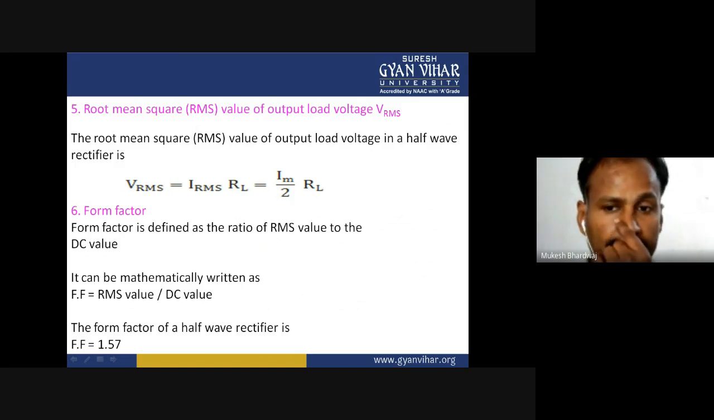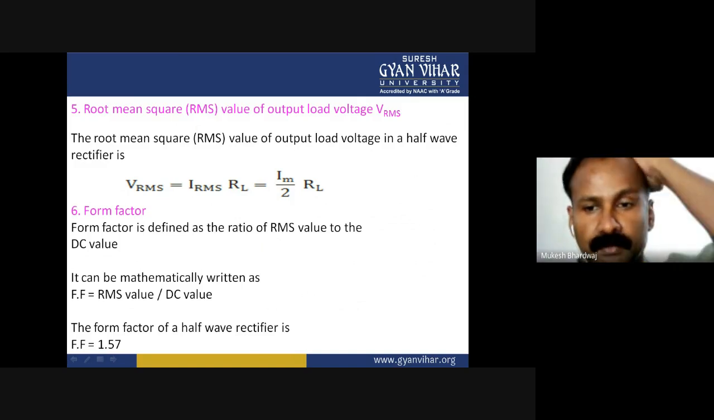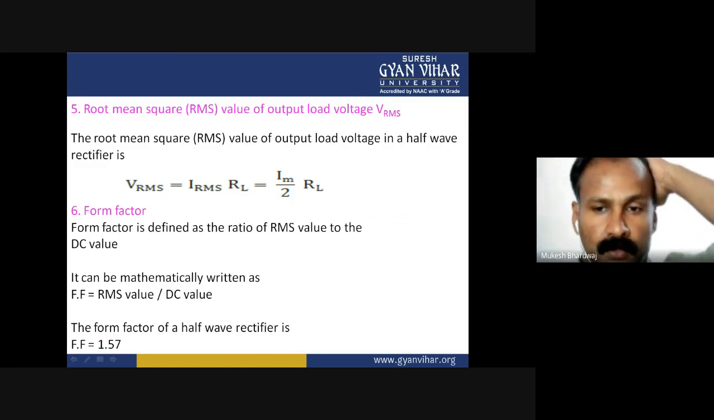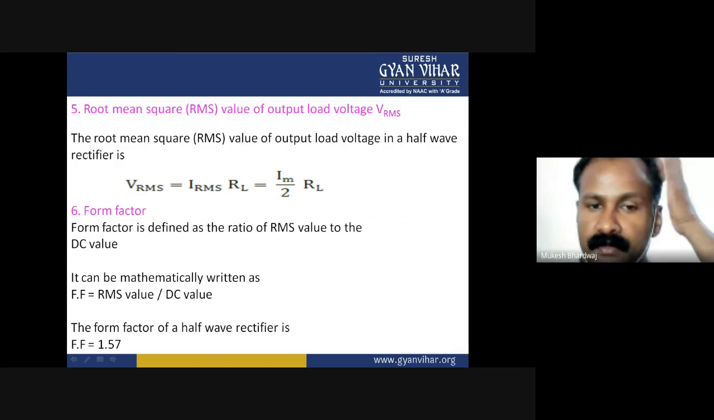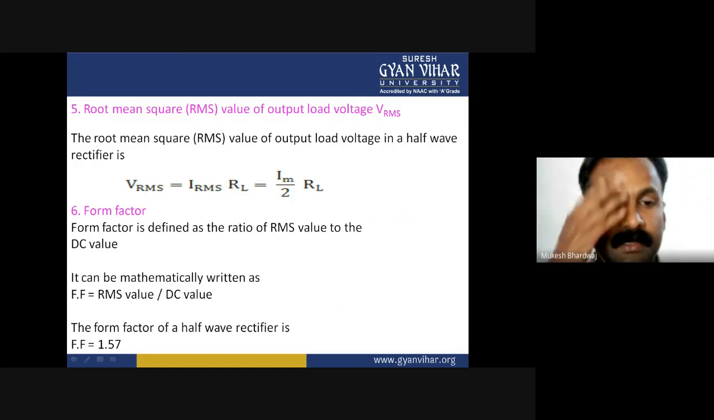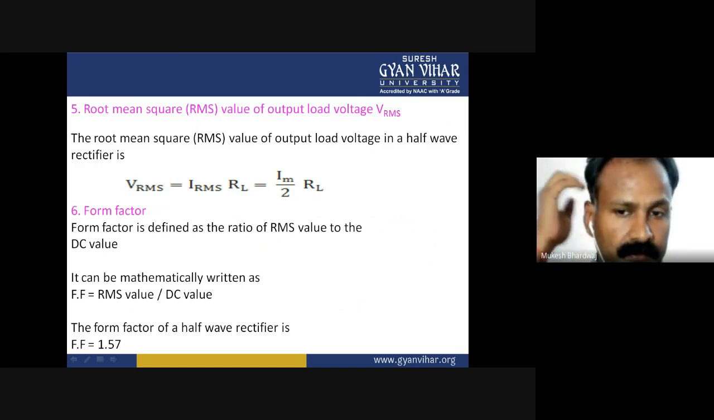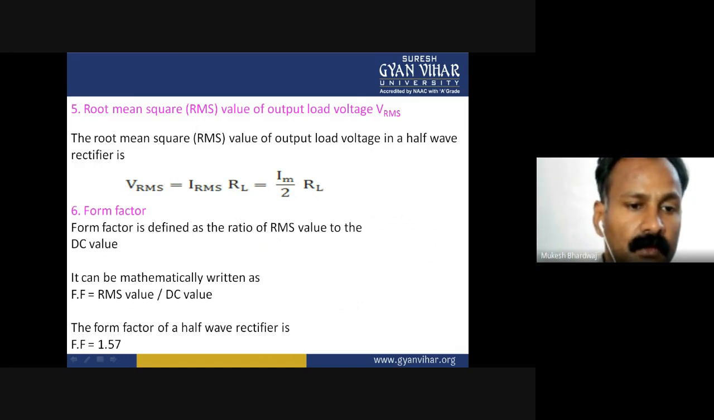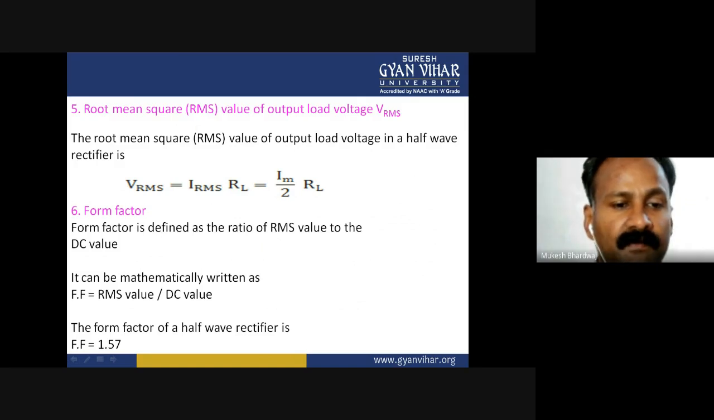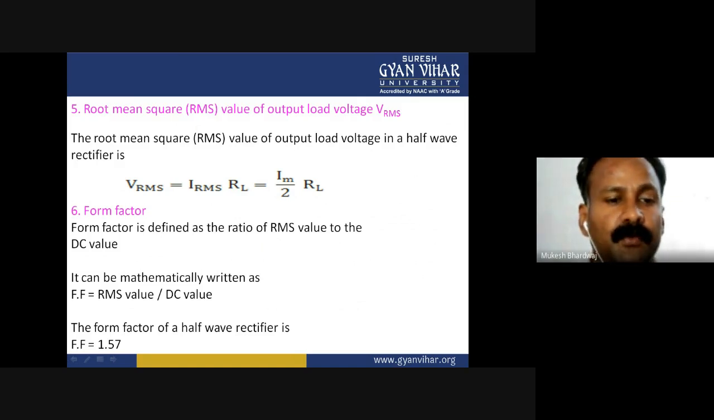Now the sixth parameter or characteristic is form factor. The form factor is defined as the ratio of RMS value to the DC value. It can be mathematically written as form factor equals RMS value upon DC value. The form factor of a half-wave rectifier is 1.57.